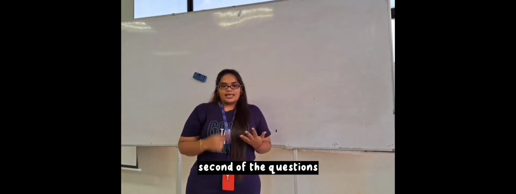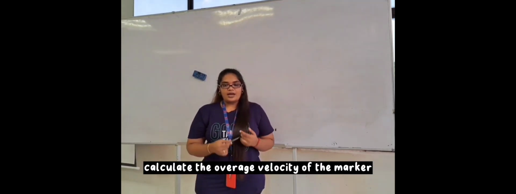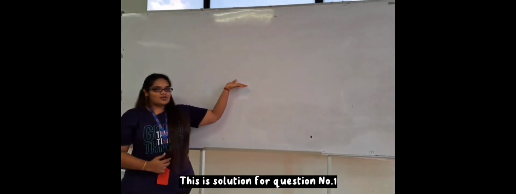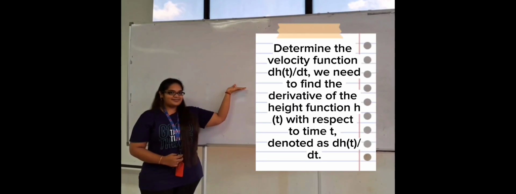marker. Second, calculate the average velocity of the marker between t equals 2 seconds and t equals 8 seconds. So this is the solution for question number 1. To determine the velocity function dh(t)/dt, we need to find the derivative of the height function, h(t), with respect to time t, denoted as dh(t)/dt.